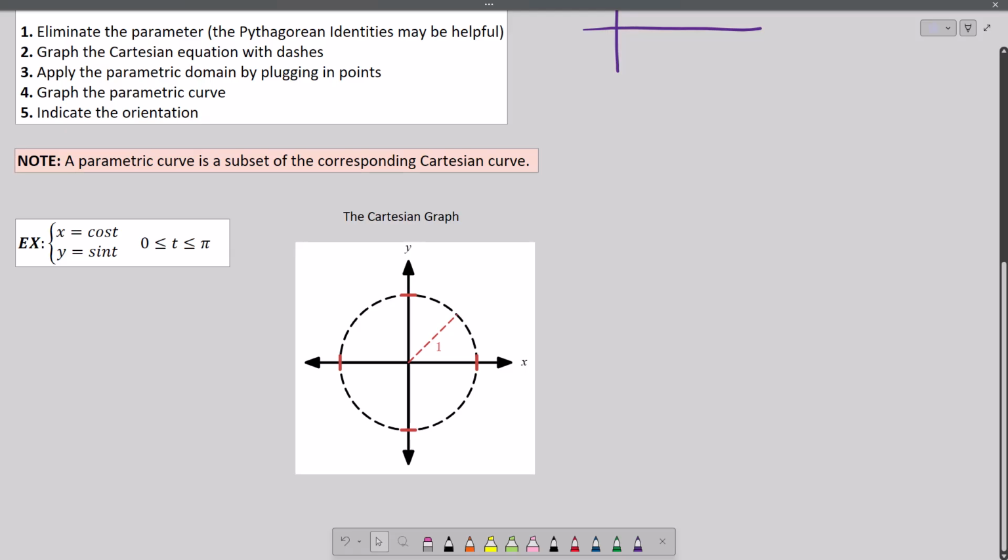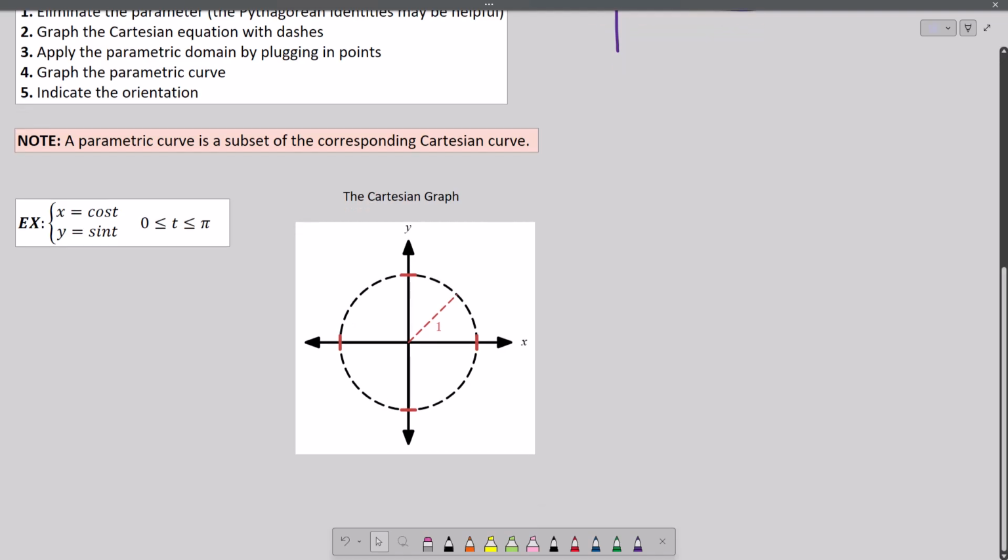The bigger picture is that the parametric curve will always be a subset of the rectangular curve. It may be the entire rectangular curve, or it may be a portion of it. And what we're going to see with a parametric domain is that you can grab a piece of a circle really easily. If you have x squared plus y squared equals r squared, it's very hard to grab the piece of the circle, say, from 45 degrees to 95 degrees. But with parametric equations, it's going to be very easy. So let's follow these steps.